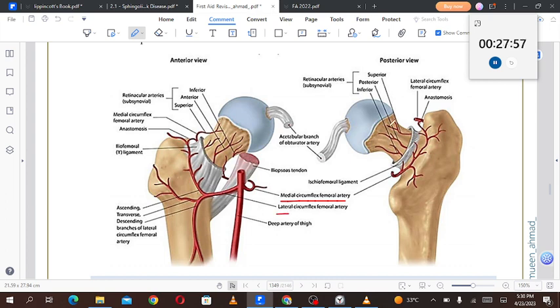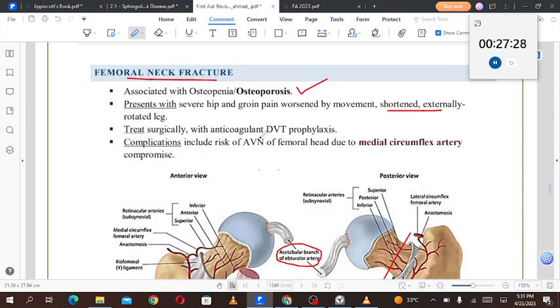This gives branches to the neck of the femur. Whenever there is damage to the neck, suppose we are damaging it over here, the branches coming from the medial circumflex artery can be compromised and there will be avascular necrosis of the neck. In case we have an acetabular branch of the obturator artery, which is moving through the ligament of the head of the femur, if the blood supply from the acetabular branch of the obturator artery is not enough to supply the neck, in that case we'll have avascular necrosis of the femoral head due to medial circumflex artery compromise.